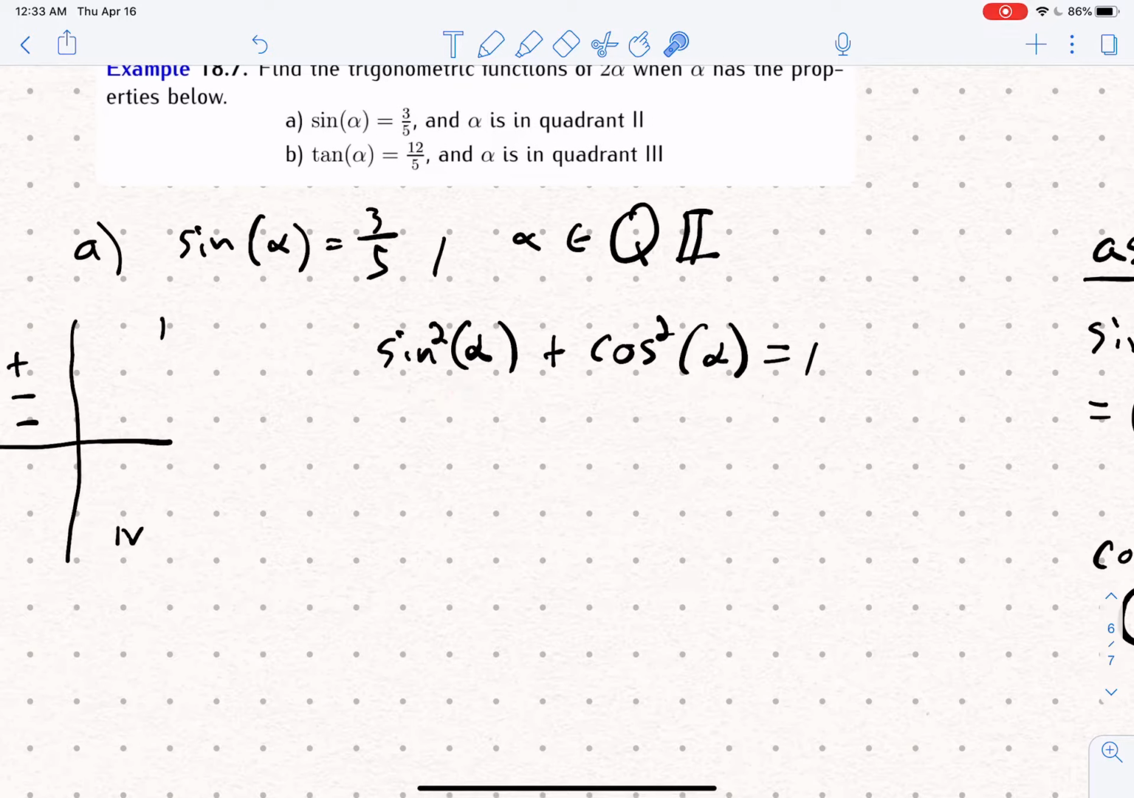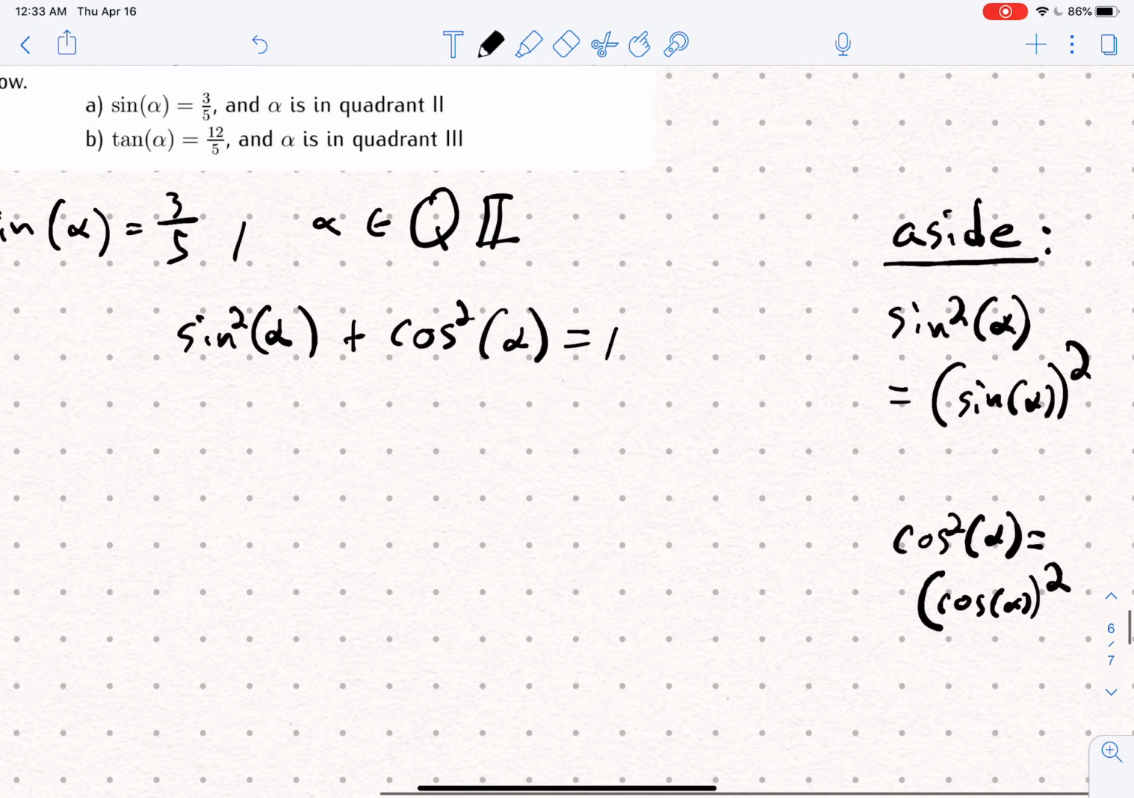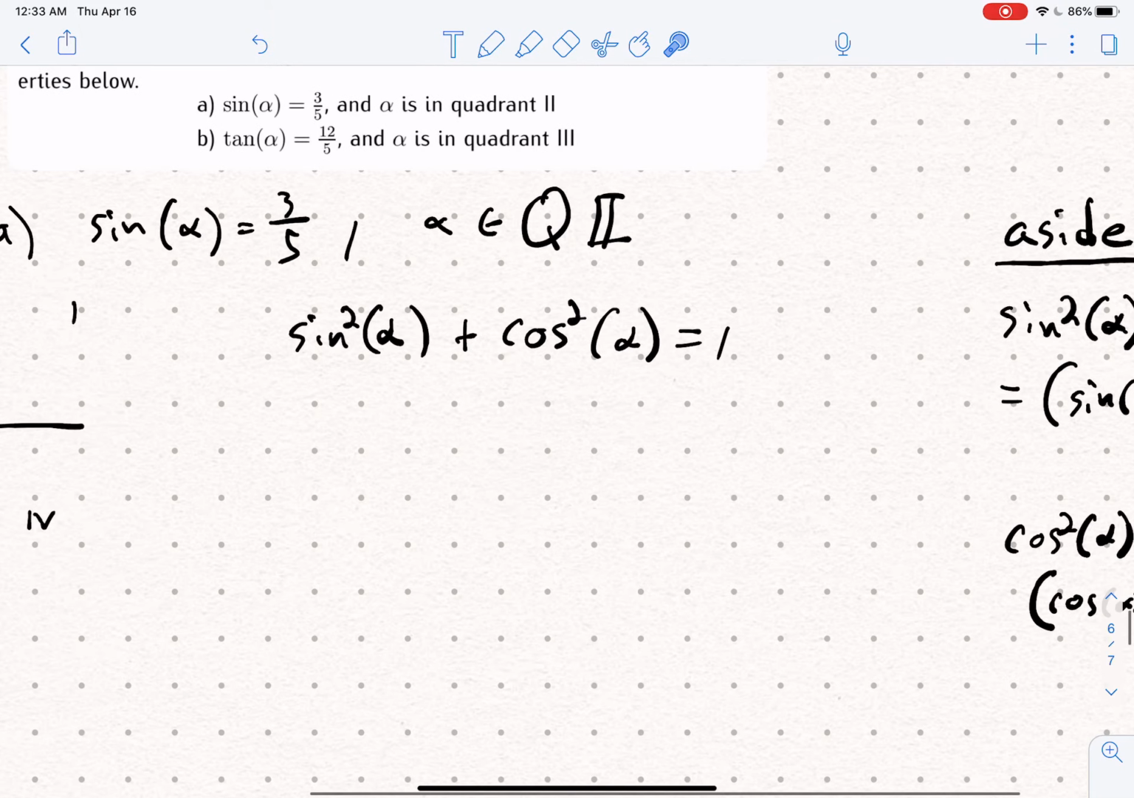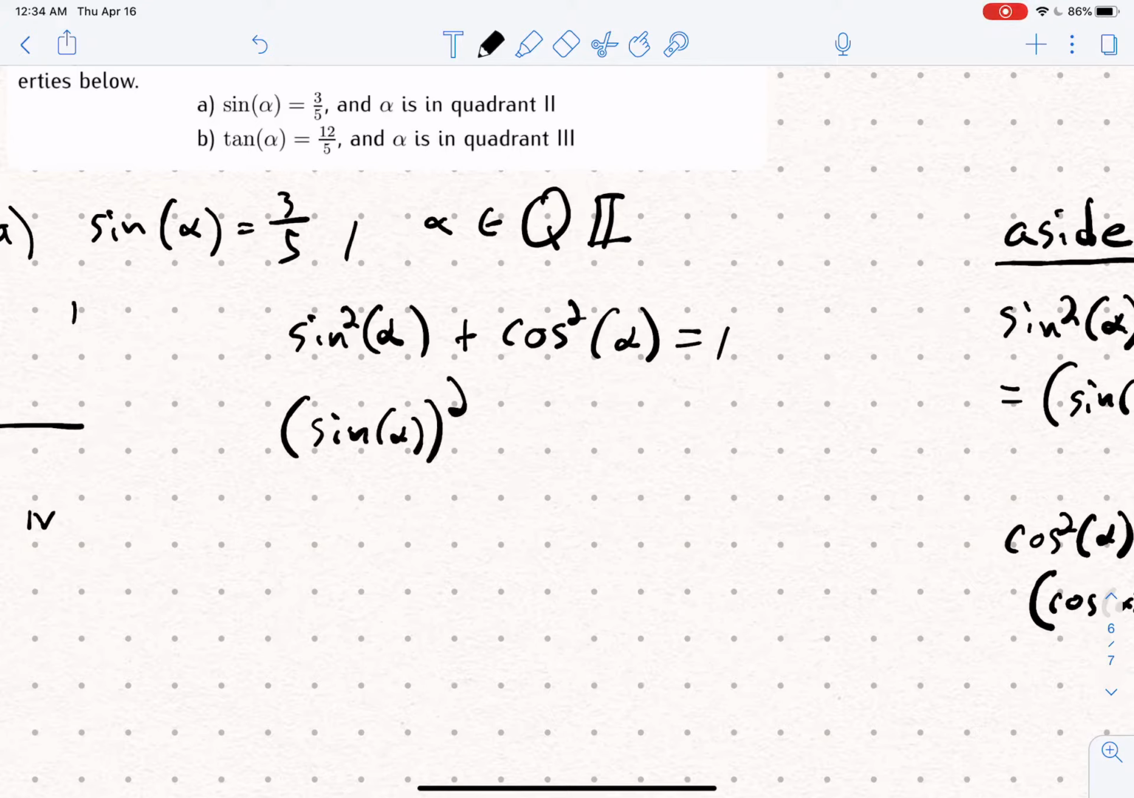Sine squared alpha plus cosine squared alpha equals 1. We happen to know sine of alpha is 3/5. Because of that, if we fill it in, there'll just be cosine squared of alpha left in this formula, and we can solve this and get cosine of alpha by itself. Let's see how it works. The first thing I'm going to do is rewrite sine squared and cosine squared the way we did over here because it's much easier for my brain to work with them that way. So this really means sine of alpha squared plus cosine of alpha squared is equal to 1.